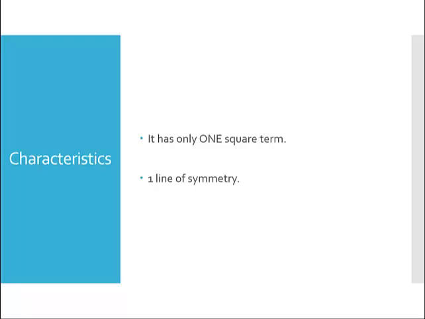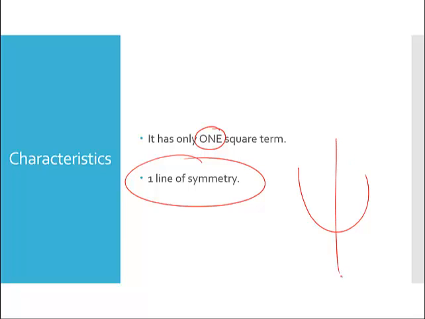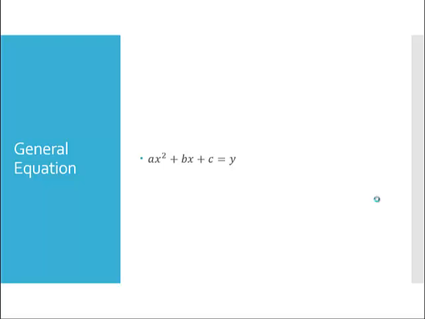Next, characteristics. Our parabola only has one square term. So if you're given an equation and you're asked to determine if that equation is a parabola, you'll know it's a parabola if it only has one square term in it. Also, it has one line of symmetry. Your parabola only has one line of symmetry. Next, our general equation. We've seen this equation multiple times. This equation is called the quadratic equation. We've seen this multiple times in the previous 6 weeks.